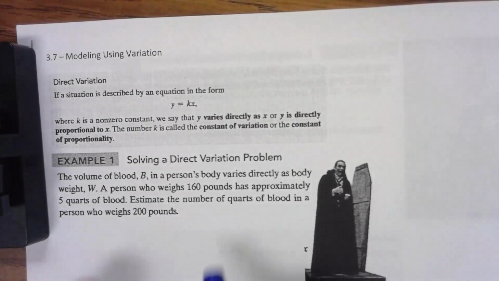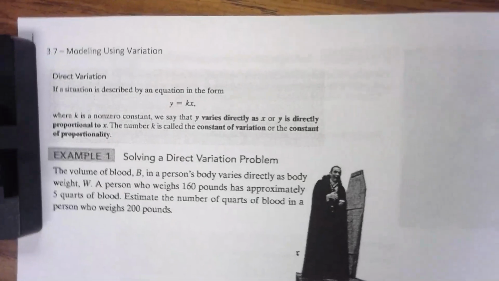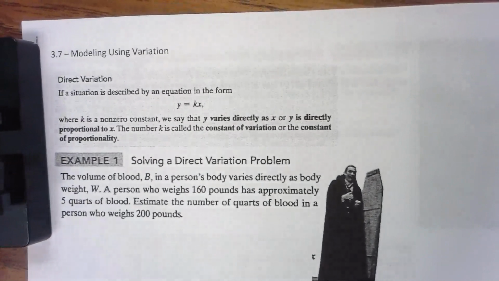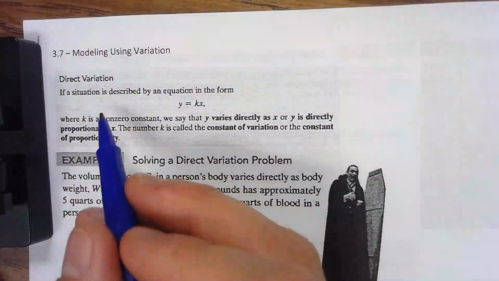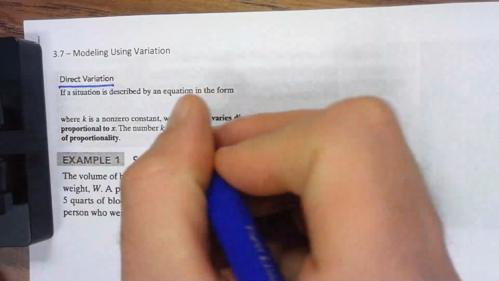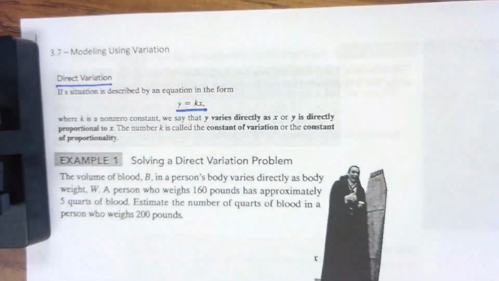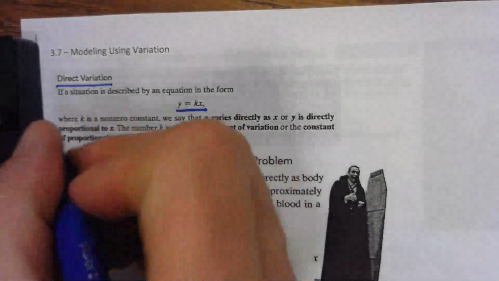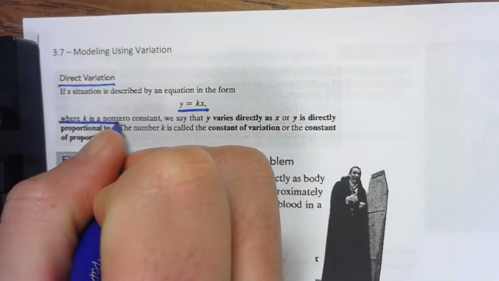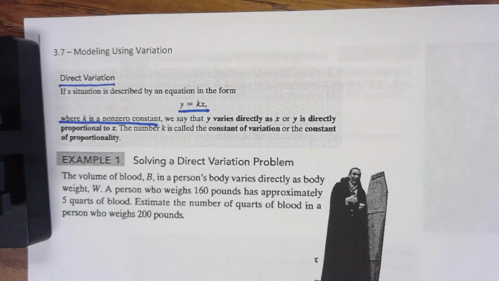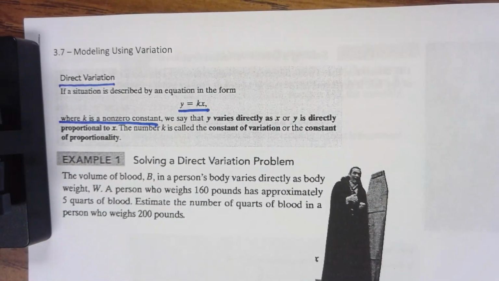So before we jump into the first application here, the language is really important with these variation problems. So if a situation is described by an equation in this form, this is going to be direct variation. If we know that we have direct variation, your equation is going to be y equals k times x. K is a non-zero constant, and so really what we're seeing here is simply a linear equation, a linear equation with a y-intercept at 0. That's all that it is.